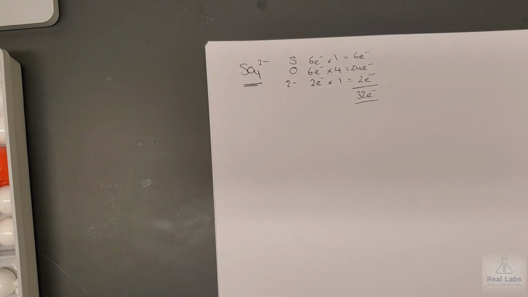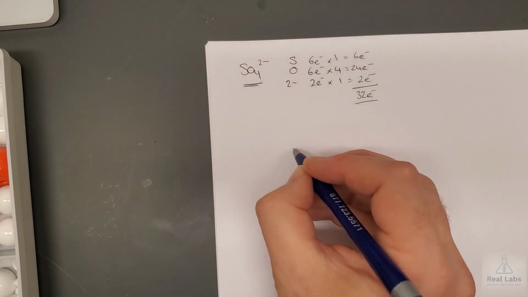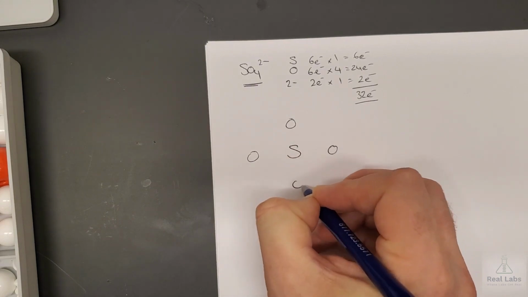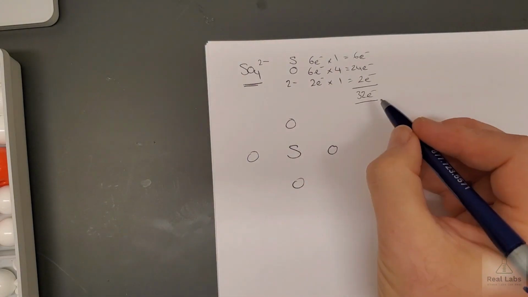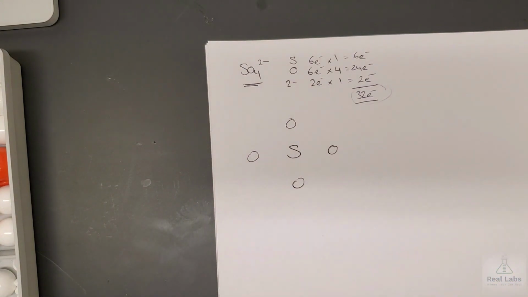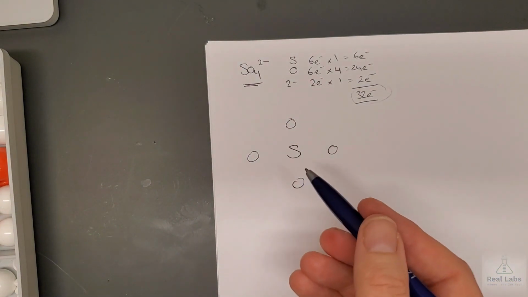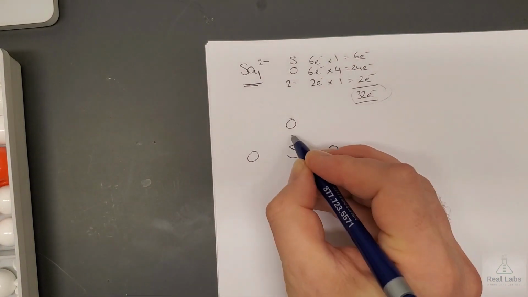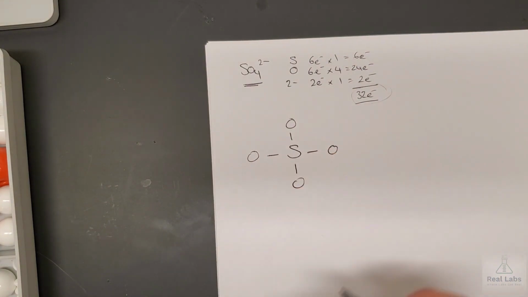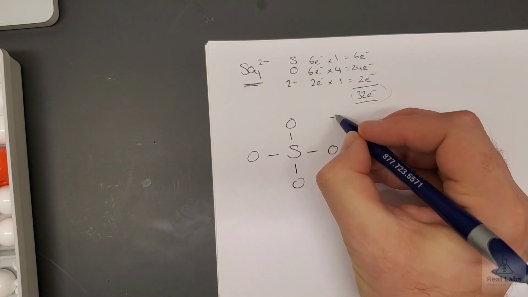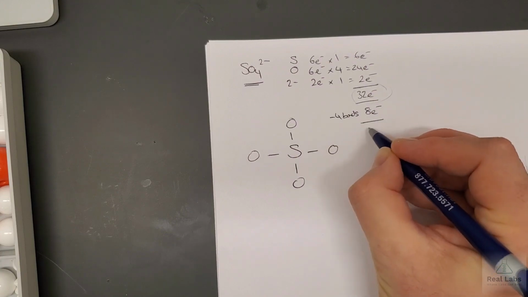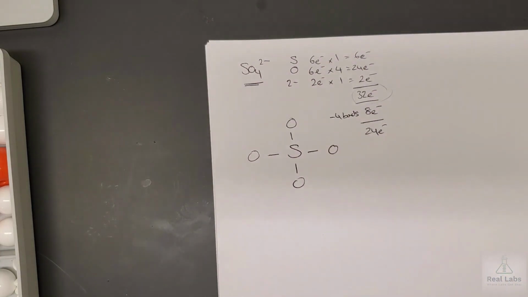Our next logical step is to build the rough structure, which is with the least electronegative element in the middle. Well, that would be sulfur. Now I'm just going to place the 4 oxygens around it. The 2- charge really only comes into play because it's a part of our valence electrons. We don't need to draw it in this structure per se. Then we're going to draw our 4 single bonds. So we're going to subtract 4 bonds. That would be 8 electrons altogether. So now we have 24 valence electrons remaining.